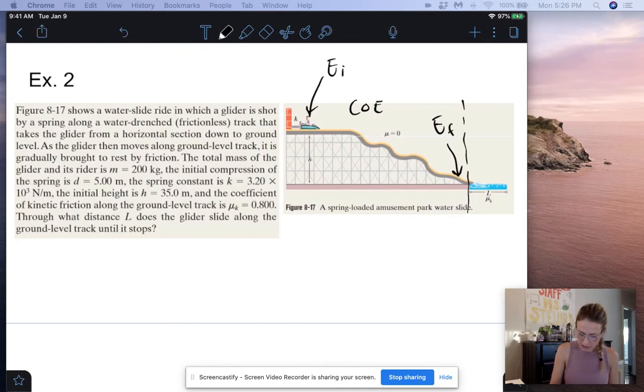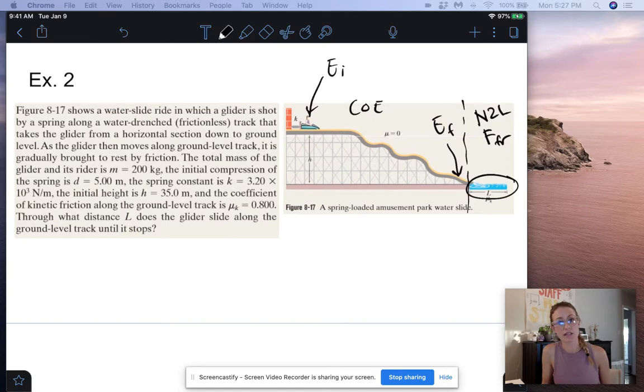Then we're going to use the force of friction that's bringing that glider plus rider to a stop in this L distance right here. So here we're using Newton's laws, Newton's second law with friction, and then kinematics in order to find through what distance L the glider slides along the ground level track until it stops. Okay, so two different steps here. Let's concentrate on that energy portion first.